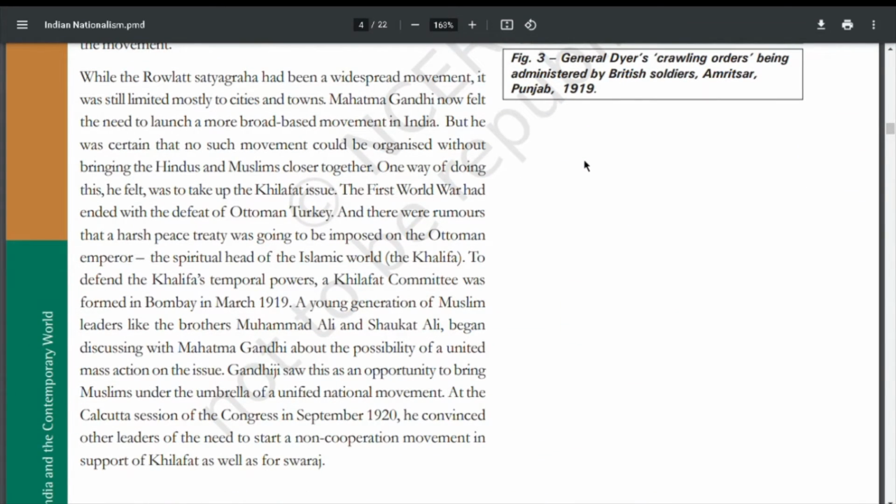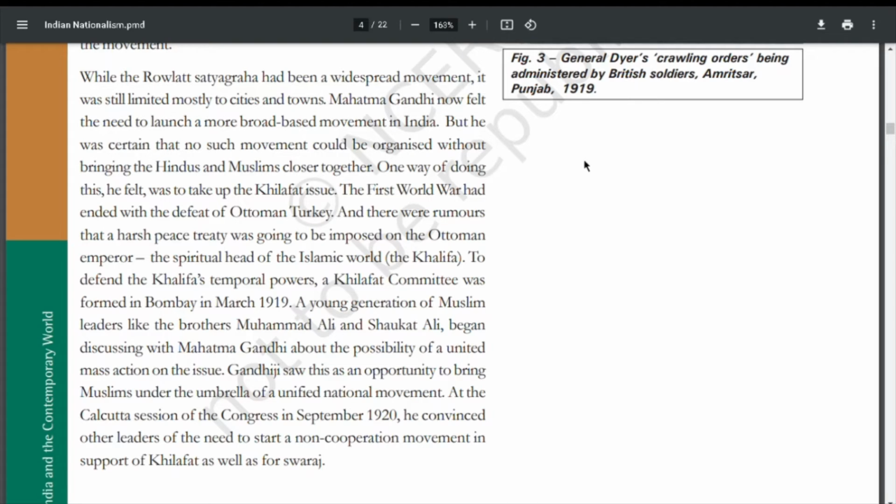While the Rowlatt Satyagraha had been a widespread movement, it was still limited mostly to cities and towns. Mahatma Gandhi now felt the need to launch a more broad-based movement in India. But he was certain that no such movement could be organized without bringing the Hindus and Muslims closer together. One way of doing this, he felt, was to take up the Khilafat issue.